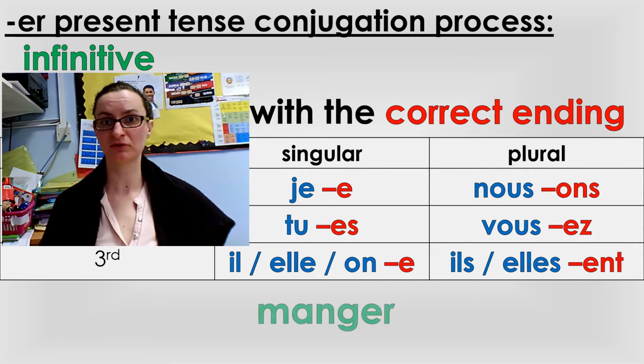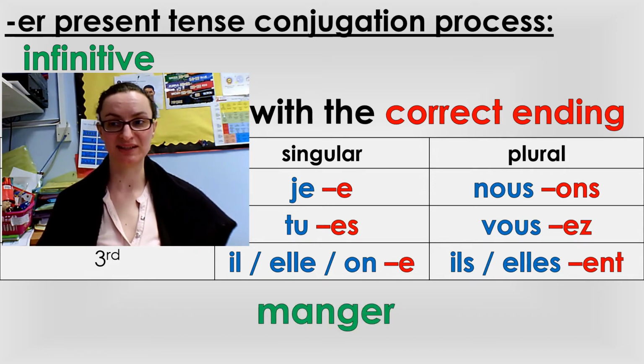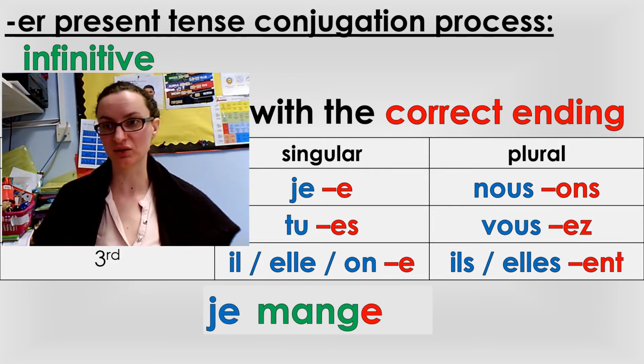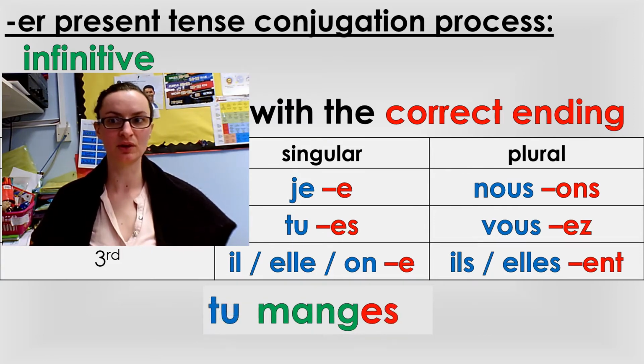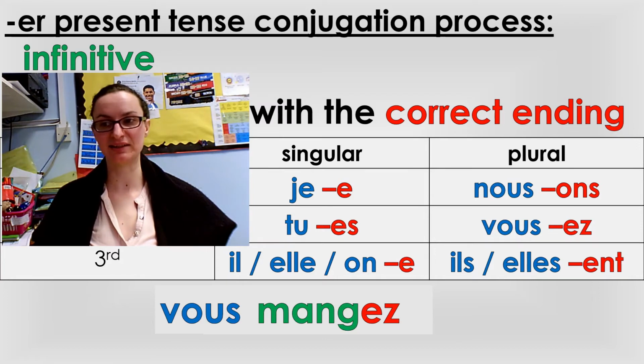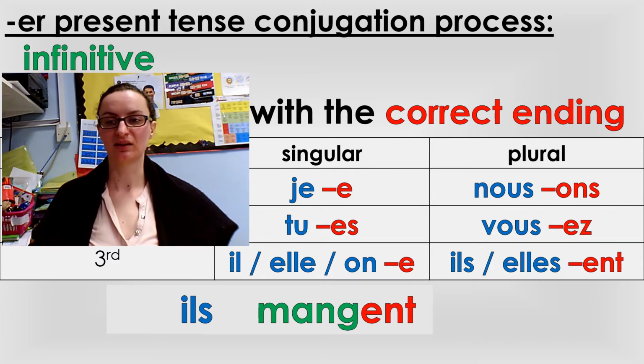You take your infinitive, for example manger, and then you replace ER with whatever matches the subject you want. If I wanted to say I eat, I would say je, and with je in the grid, you can see that we need E, so ER became E at the end. Je mange, I eat, or I'm eating. With tu, the grid tells us it should be ES, so tu manges. With vous, it becomes EZ, so vous mangez. With ils, ils mangent, ENT instead of ER, they eat or they're eating.